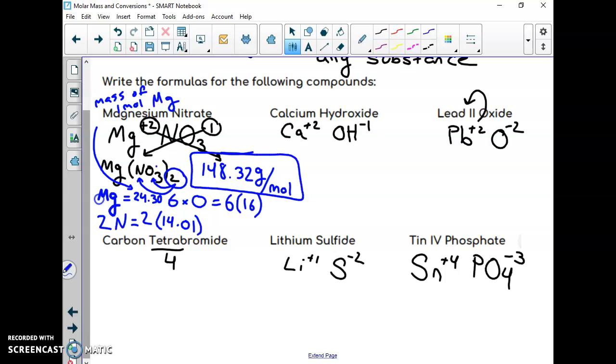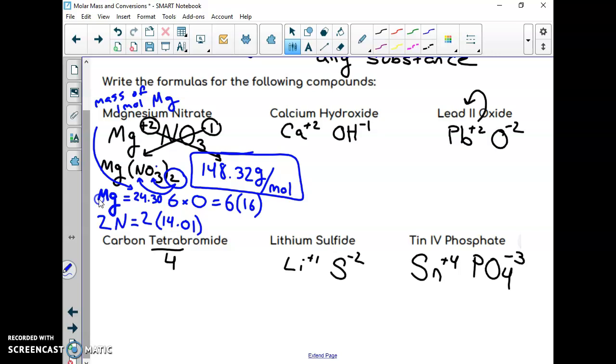So if you weighed out 148.32 grams of magnesium nitrate, that would be 1 mole of it, that would be 6.02 times 10 to the 23rd individual units of magnesium nitrate. So this gives you an idea of how tiny molecules, formula units, and atoms really are. That's that many particles, and it only comes out to be about 150 grams. We can weigh that on any of the scales in the class.